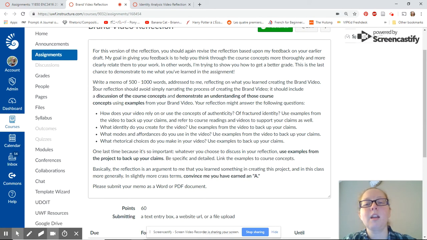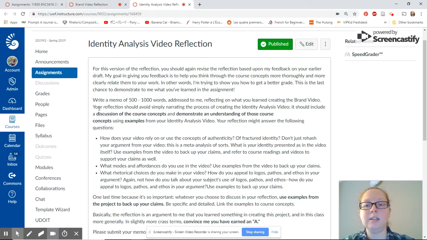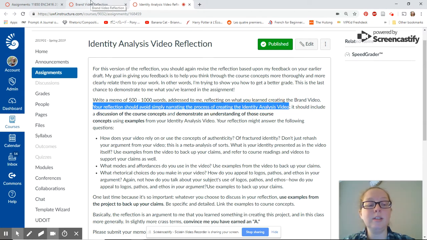So, what am I asking you to do in a reflection? More importantly, what am I not asking you to do? Your reflection should avoid simply narrating the process of creating the video. It says that on both of these pages. You can tell me a little bit about what the process was like, but that should not be the focal point of these reflections.